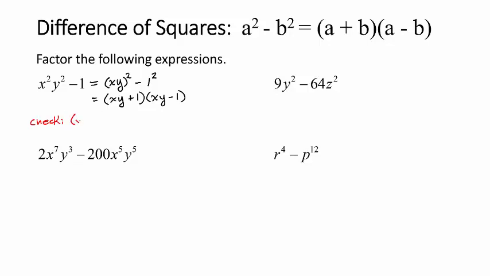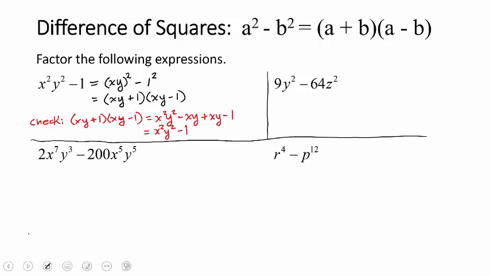Of course, if we check this going the other way, xy plus 1 times xy minus 1. xy times xy is x squared y squared. xy times negative 1 is minus xy. In the inner term, 1 times xy is xy. And 1 times negative 1 is minus 1. Okay, so we see how that works. x squared y squared minus 1, exactly what we started with. That middle term cancels out.